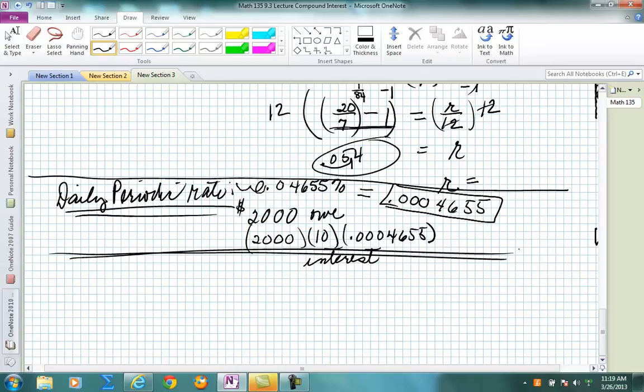Now, this interest is not simple interest, as I showed you here. This interest for the credit card is compounded. So the interest you owed on June 4th is added on, and then the interest you owed on June 5th is added on. So by the time you have 10 days, you're paying interest on the interest that you've earned each day previous.